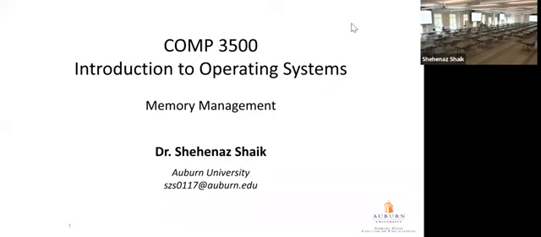The exam is already graded, so we should have them either Thursday or Friday. They should be released by Friday. So that's regarding the exam, and let's get back to what we were discussing in the previous session, which is memory management.